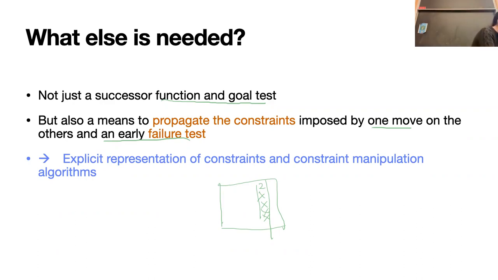So the big thing we need here is an explicit representation of constraints and constraint manipulation algorithms. Okay, and this is essentially what leads us to what are called constraint satisfaction problems. Again, the key difference is this idea of constraints and a way to propagate them so that we fail early if we contradict any of the constraints, okay? Now, we are going to be looking at constraint satisfaction problems with hard constraints. There's an entire field of what happens when you have soft constraints, but we're not going to talk about those in this class, okay?